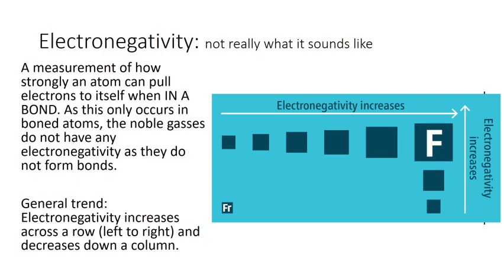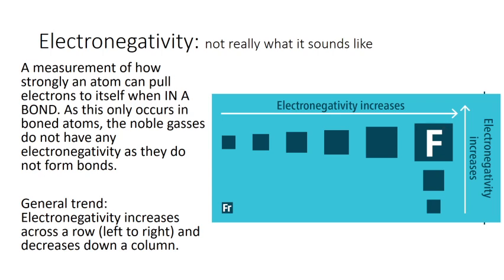Electronegativity. This is one that it's important to remember. We're going to talk about this one a lot again when we talk about bonding, because electronegativity has a lot to do with bonding. You'll see that in the definition here, because it is a measurement of how strongly an atom can pull electrons to itself in a bond. As this only occurs in bonded atoms, noble gases are said to have no electronegativity. For this one, just like ionization energy, the general trend is that it increases across a row, left to right, and decreases down a column.